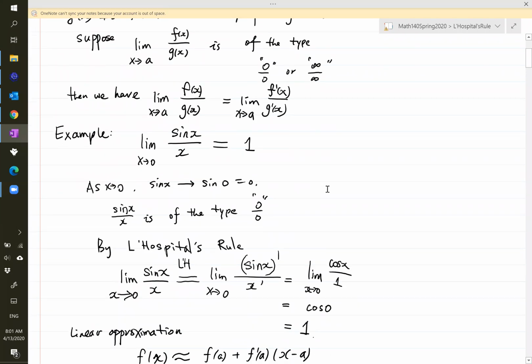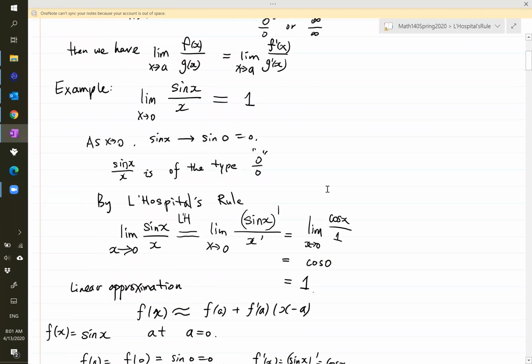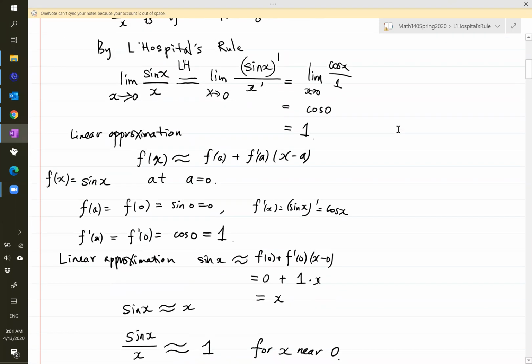And we applied L'Hopital's rule to derive several limits. For instance, the one we used when we derived the trig derivatives is the limit of sine x over x. This limit is 1. We used geometry to derive that this limit is actually 1. But here, if we apply L'Hopital's rule, it's simply just one line.